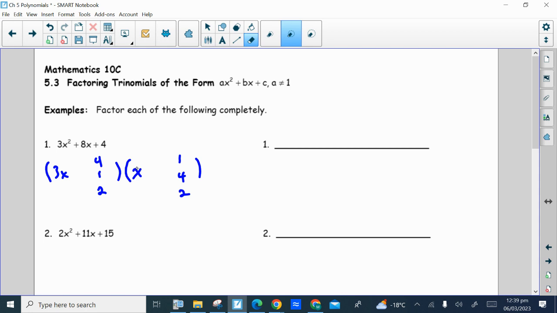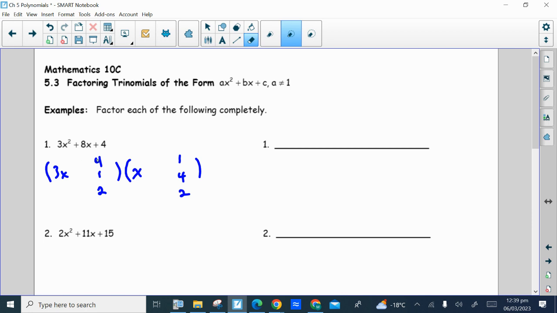Okay, the 3x times the x will give us the 3x squared. No matter which pair of numbers we use at the end, they're all going to multiply together to get 4. There's only going to be one correct answer for these, and so now we have to check each of these possibilities to see which of them gives us a middle term of positive 8x.